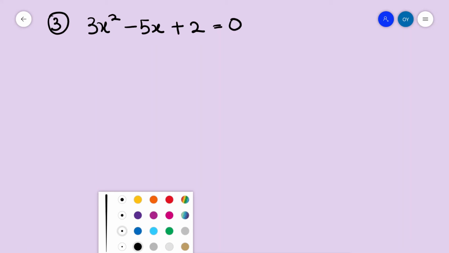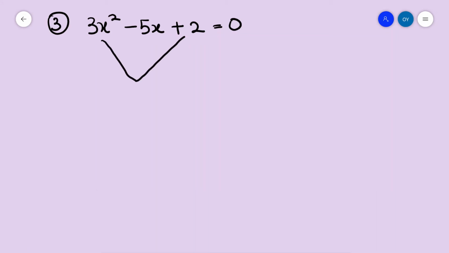3x squared minus 5x plus 2. First step, multiply this 2, we have plus 6x squared. Now, what are the factors of 6?